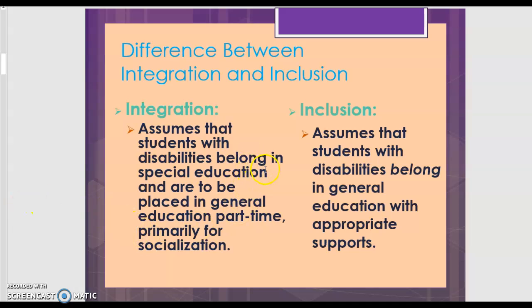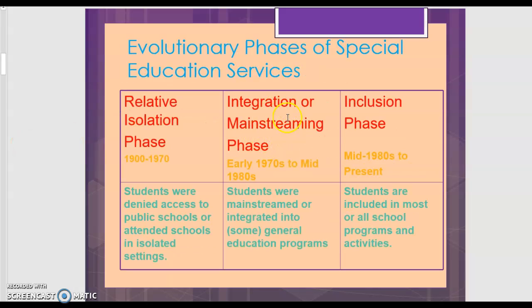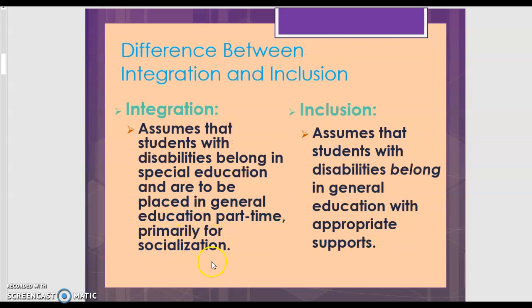Integration assumes that students with disabilities belong in special ed and are to be placed in general ed part-time and mostly for socialization. So back in this integration phase, people thought, oh, well, we can integrate these students with disabilities, but only for socialization because they're never going to get anything out of it academically, which we know is not true, right? Individuals with disabilities are very capable and can be very successful.